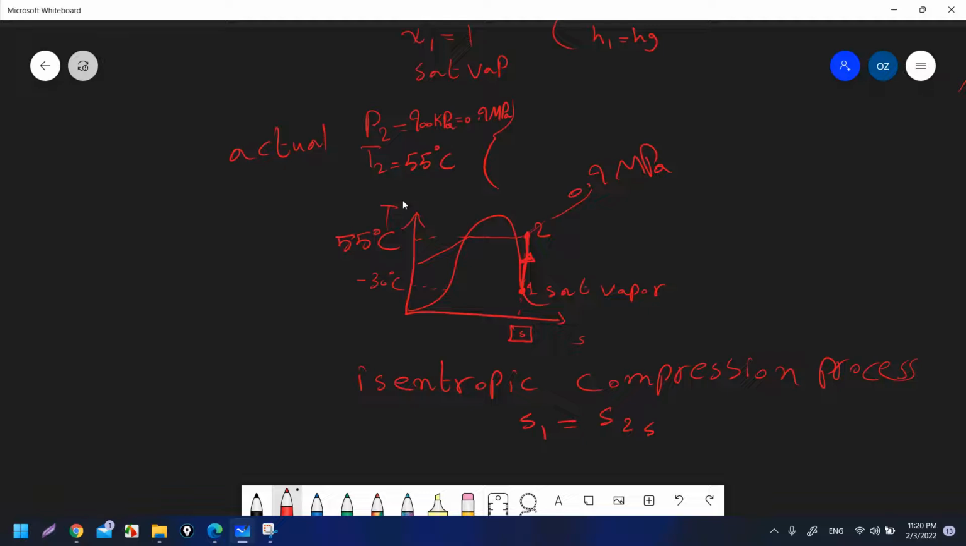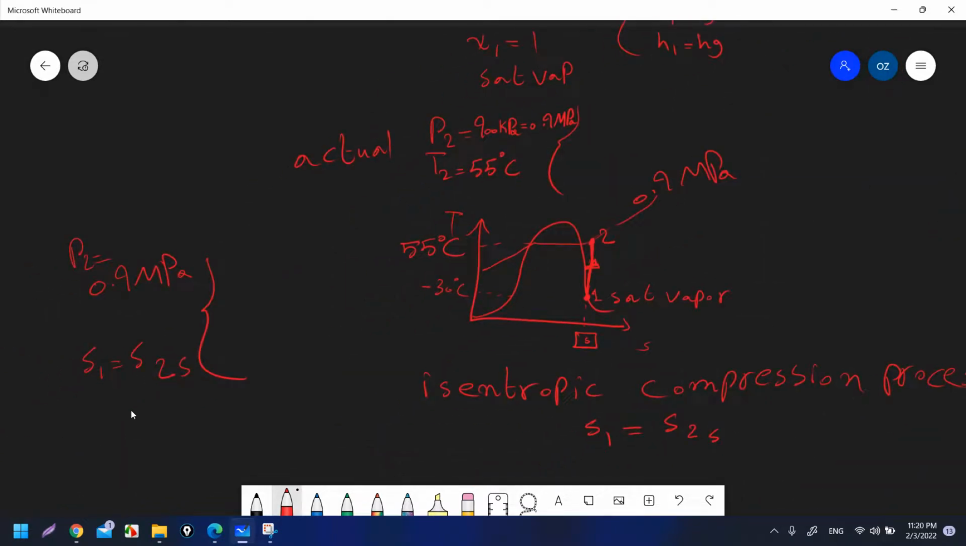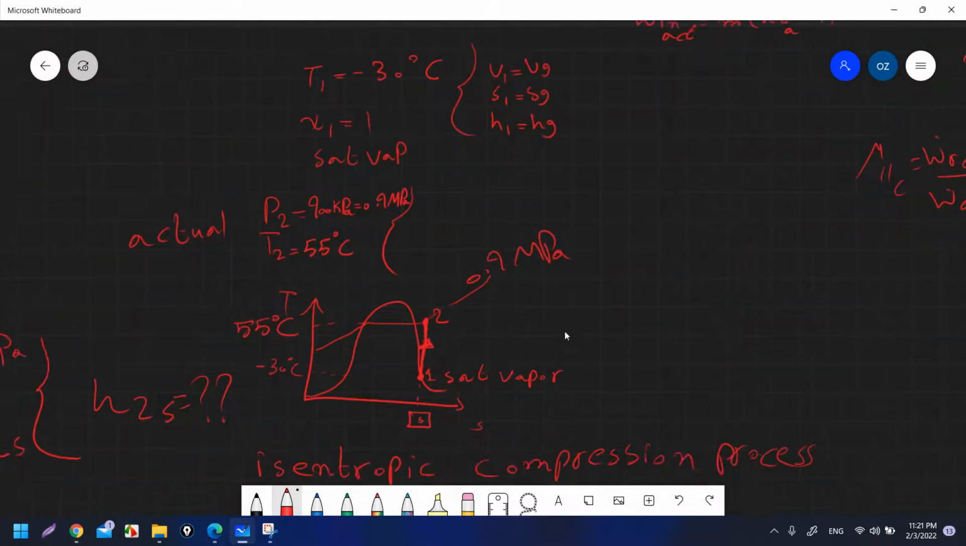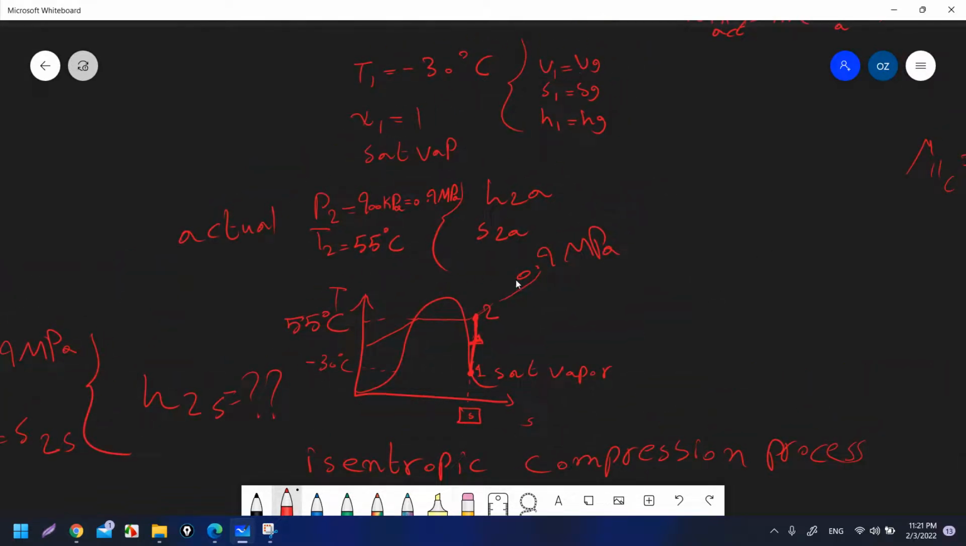This is the actual. But for the isentropic, I have the pressure P2, 0.9 megapascal. But if I use again the temperature, what is the difference between the actual and the ideal isentropic process? I have to use the special property of the isentropic compression process, S1 equals S2s. S1 I will get from the first equation here, so I can get S2s, and from S2s and the pressure I can get h2s, because I need it in the equation for the isentropic compression. For the actual process I need h2a, and for the exergy destroyed we said I need also s2a. So these are the 6 properties that I want to find.